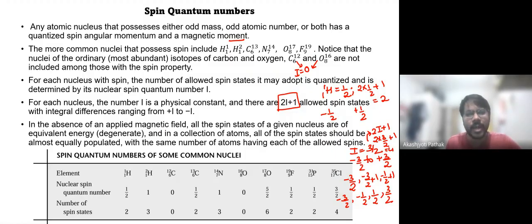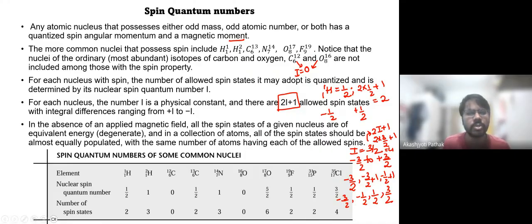So this is another important point. In the absence of an applied magnetic field, when you are not applying any external magnetic field, all the spin states of a given nucleus are of equivalent energy. So all these 4 different spin states are degenerate. What does degenerate mean? That all these spin states have the same energy.